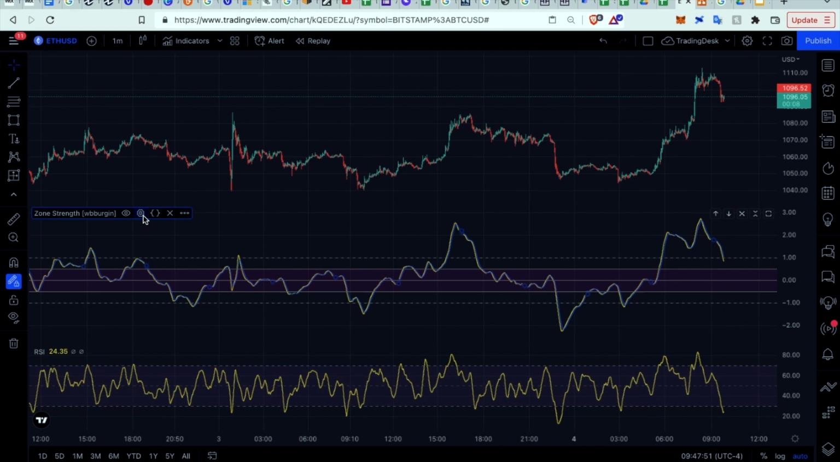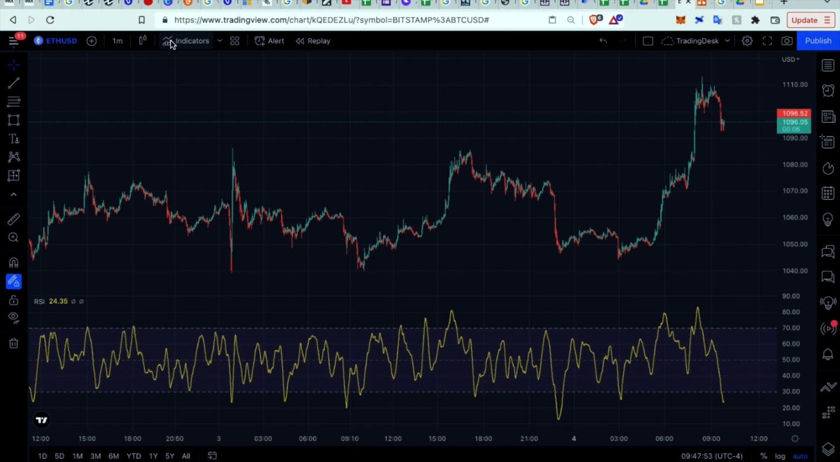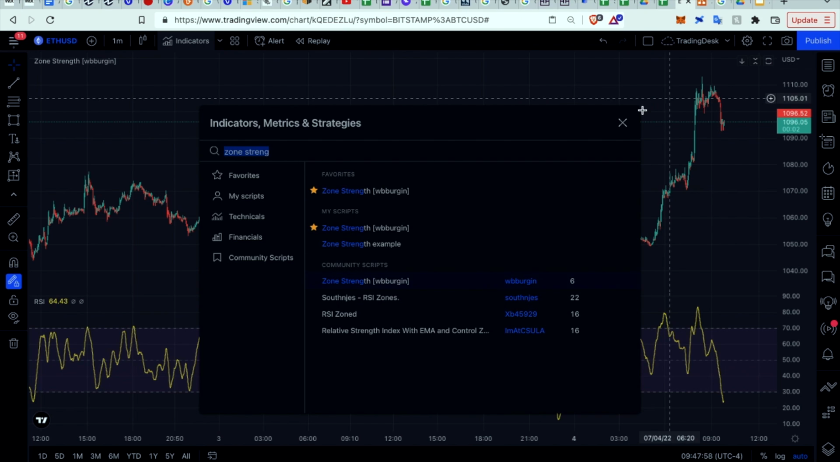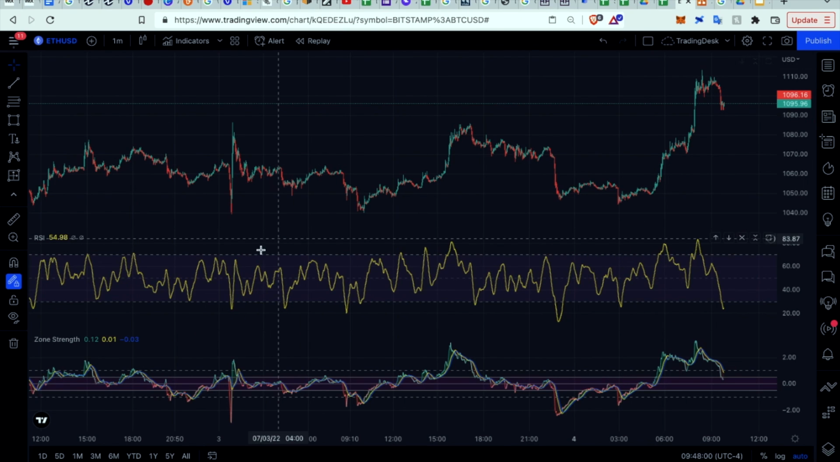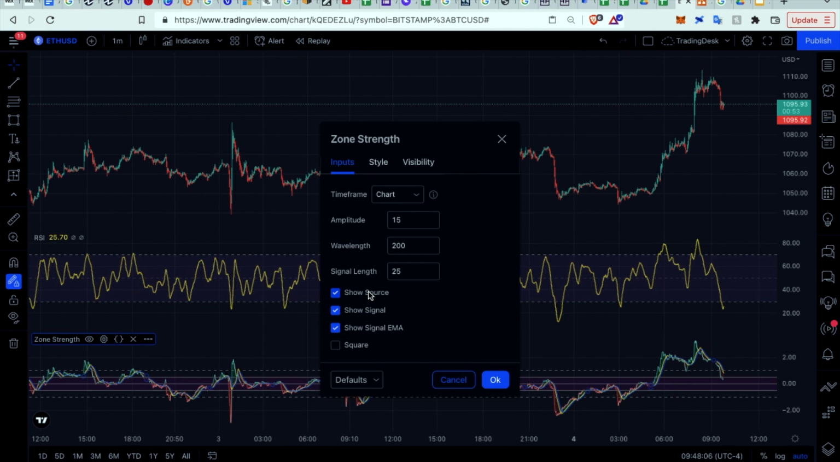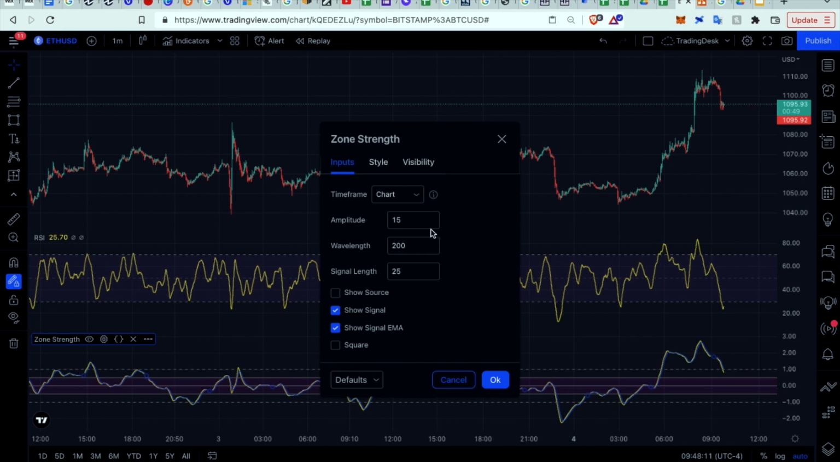You add it, so I'm going to add zone strength. What you'll notice is that it already has some default noise. So in the settings, I'm going to make the source not show. You can leave these settings for now. This is what I based my backtesting on.